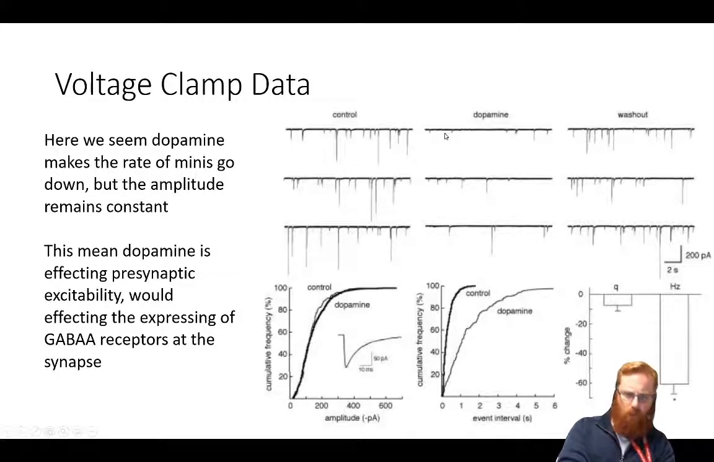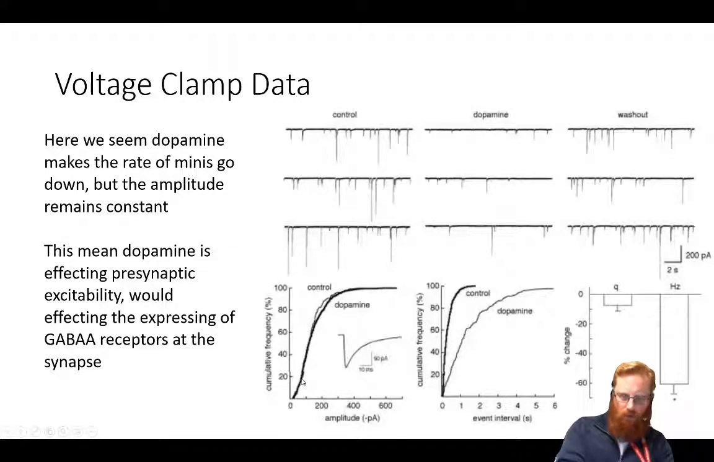So they're in voltage clamp, they're recording the frequency of miniature events. Each one of these downwards going events is, right, I'm not sure whether it's a miniature EPSP or a miniature IPSP, but let's say it's a miniature EPSP. Then they put on dopamine and the frequency clearly massively decreases. And then when they wash out the dopamine, it looks like it goes roughly back to baseline, i.e. the control condition.